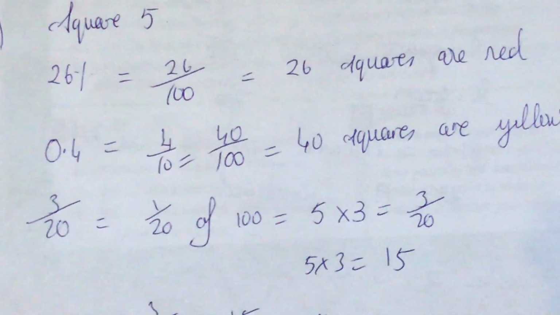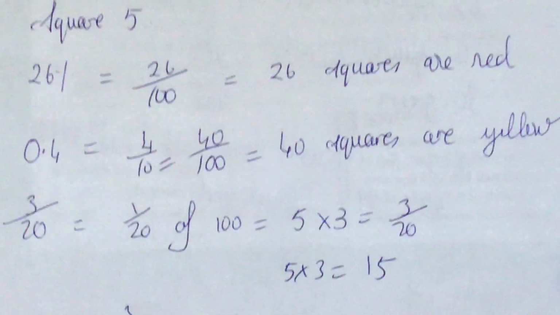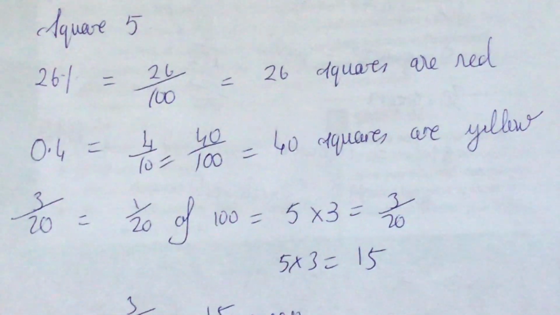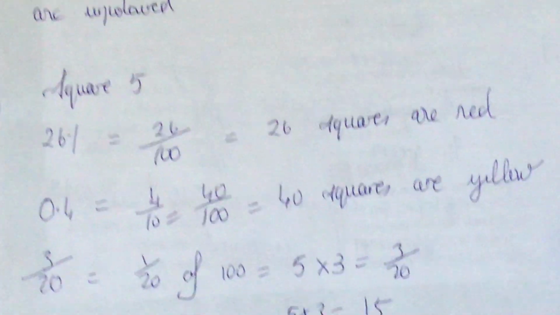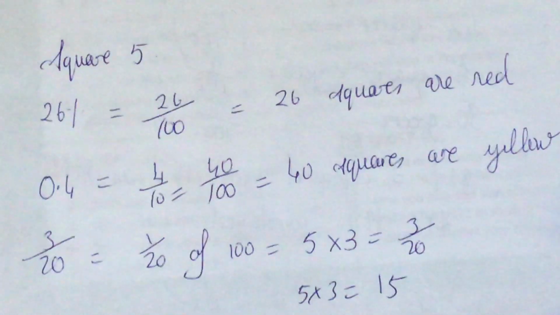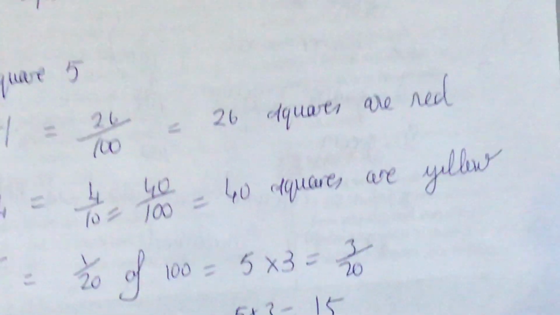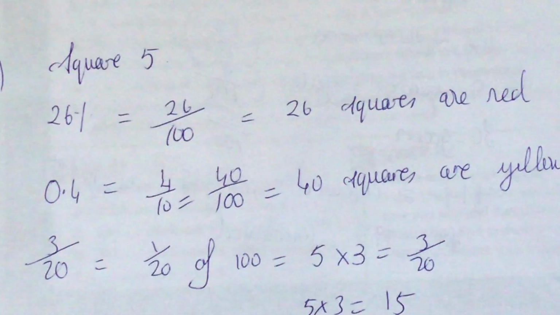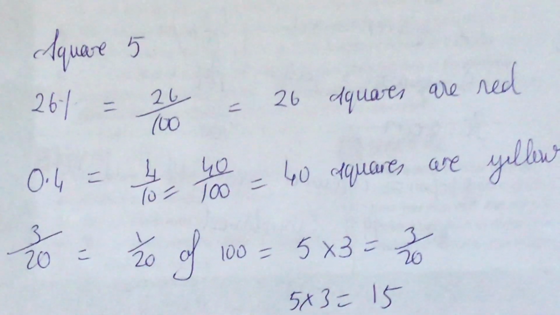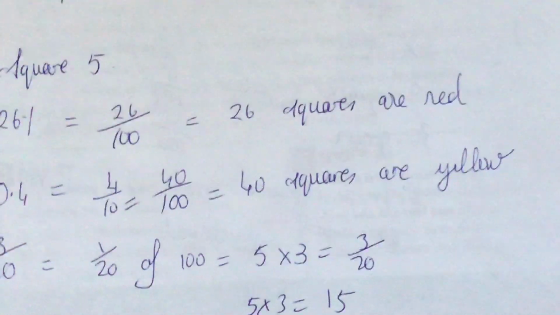0.4 is 4 out of 10. So 4/10 is coloured yellow. To get 1/10 of 100, because we want 4/10, we divide 100 by 10, because we're dealing in tenths this time, and we get 10. And then we multiply 10 by 4 to get 4/10. And that's 40 out of 100. So 40 out of a total of 100 squares are yellow.